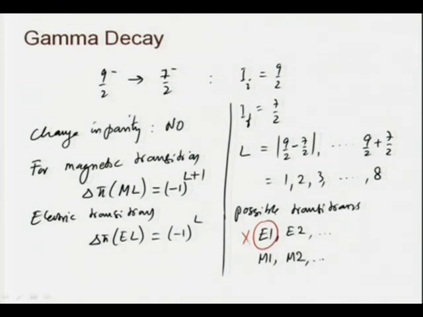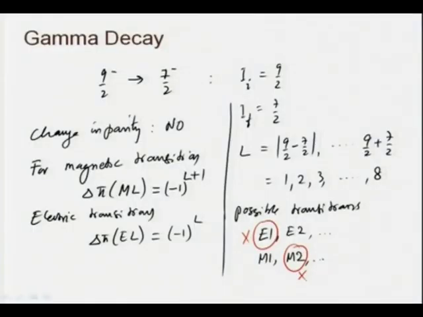E2 is possible. How about the magnetic transitions? In the case of magnetic transitions, M1 is associated with no change in parity, L equal to 1 case. So, L plus 1 is 2. So, minus 1 power L plus 1 is minus 1 power 2, which is positive, whereas M2 is associated with change in parity. So, that is not possible. So, we can say that it is of type E2, but it is also possible that it is M1.